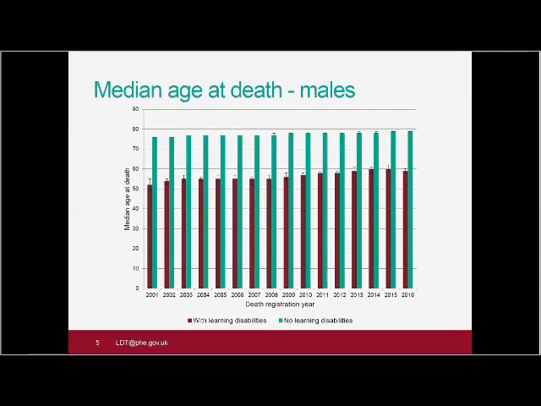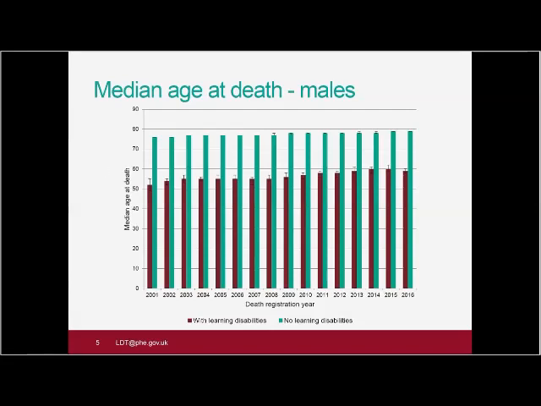The median age at death for those without recorded learning disability has risen over this 15 year period or so from 76 to 79. The figure for those who are identified as having a learning disability rose from 53 in 2001 to 60 in 2014 and 15 before dropping back to 59 in 2016. Now, it's important to say the confidence interval bars on this for people with learning disabilities are much wider because the numbers are smaller. So a shift of 1 year up or down could simply be random fluctuation and shouldn't be taken as meaning anything particular.